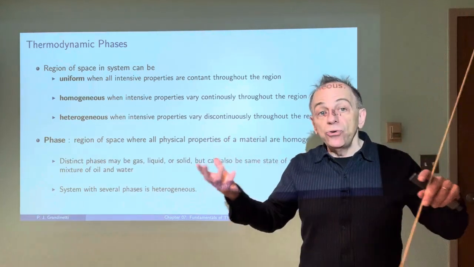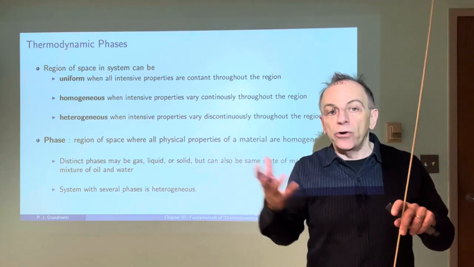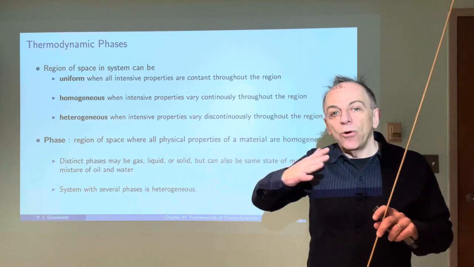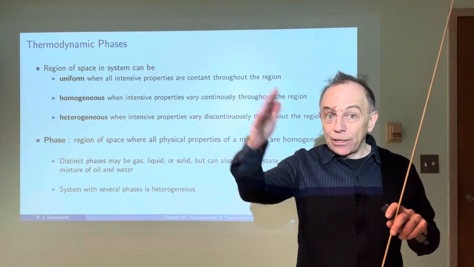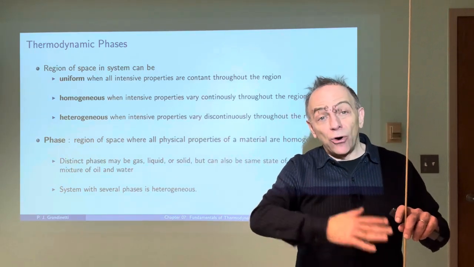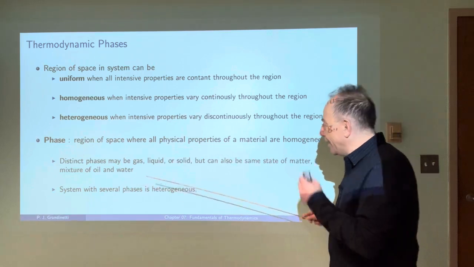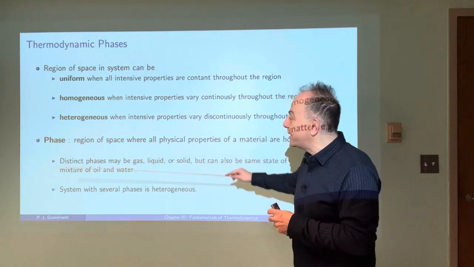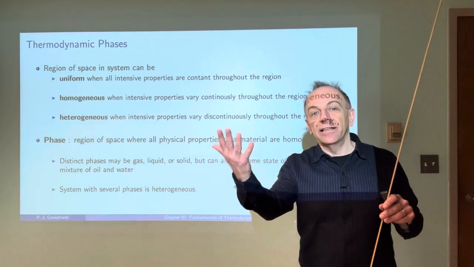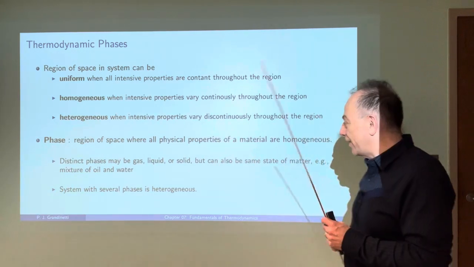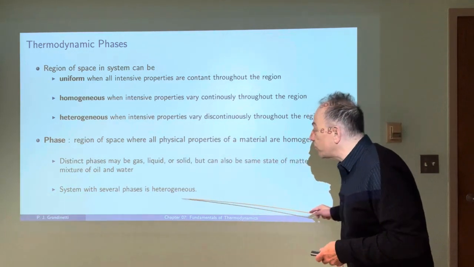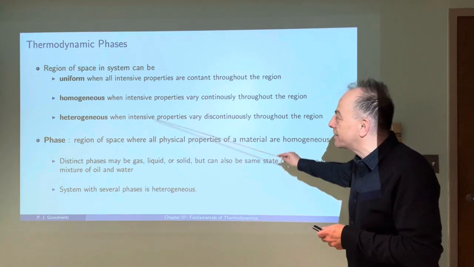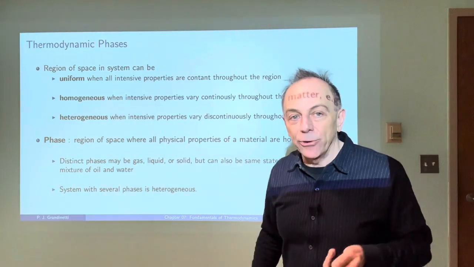Or you can have two liquid phases. For example, you might have an oil and water mixture where you have one homogeneous region where it's all water, and it's liquid, and another homogeneous region where it's all oil and it's liquid. That would be an example of a heterogeneous system, but inside that heterogeneous system you have two different phases, the liquid water phase and the liquid oil phase. Okay? So systems with several phases are an example of what we call a heterogeneous system.